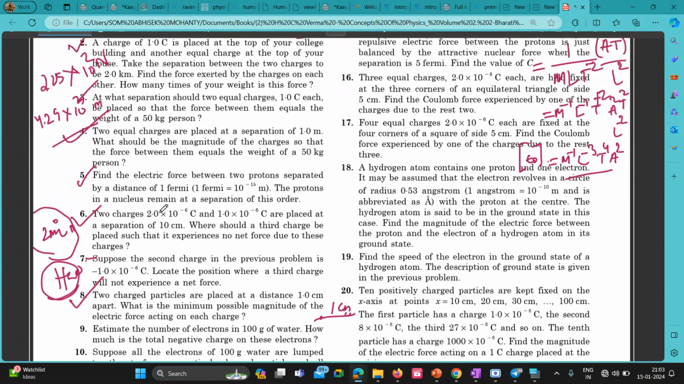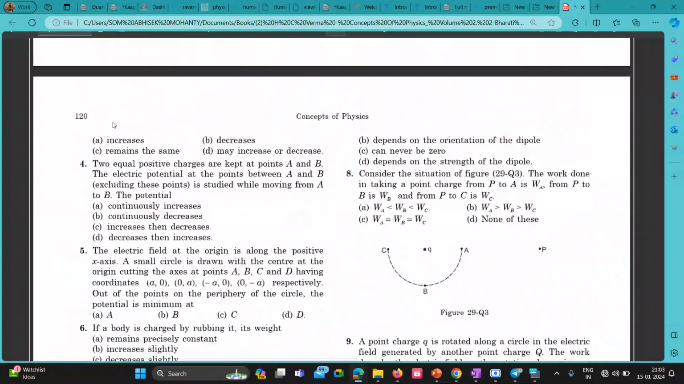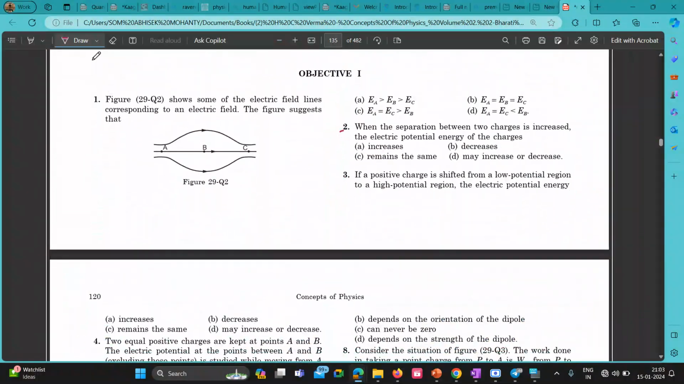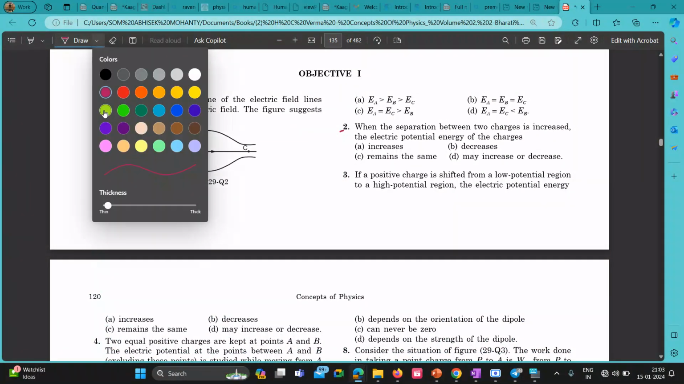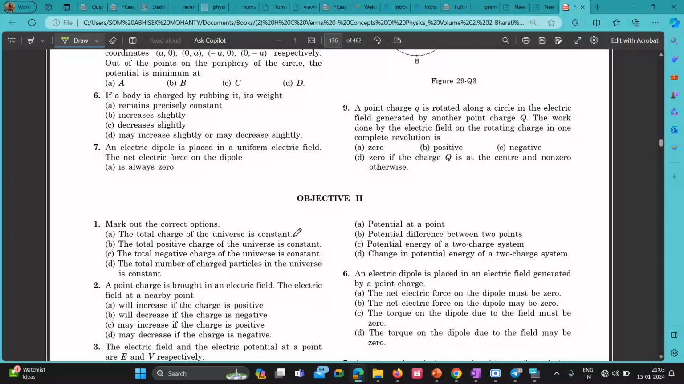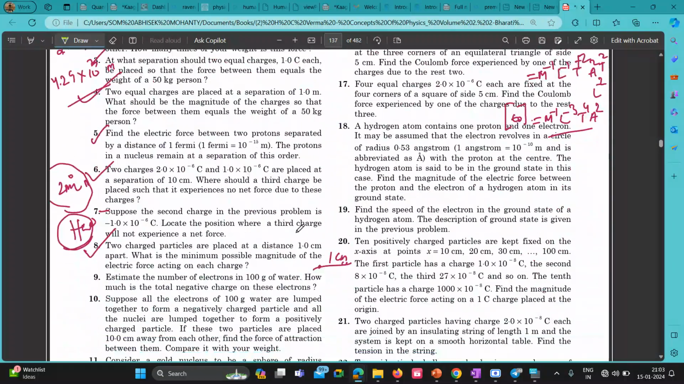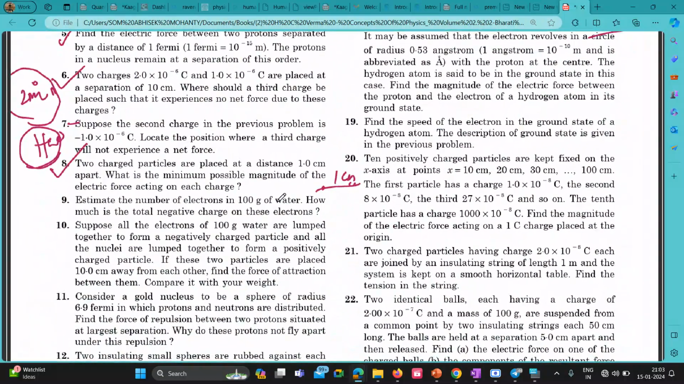Next question. Estimate the number of electrons in 100 gram of water. Alright? And how much is the total negative charge on these electrons? Okay. Estimate.